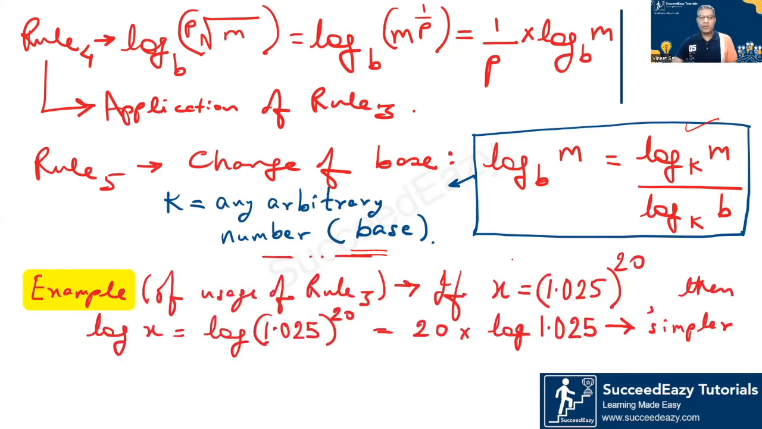Okay, let's do now an example of usage of rule 3. So let x be equal to 1.025 raised to the power 20. Then log of x will be equal to log of 1.025 raised to 20. We're using rule 3. We know that we can put that as equal to 20 times log of 1.025. Okay. Now, please note that right now we are considering common logarithms. So everywhere the base is 10. It is the base 10 logarithm that we are doing right now.